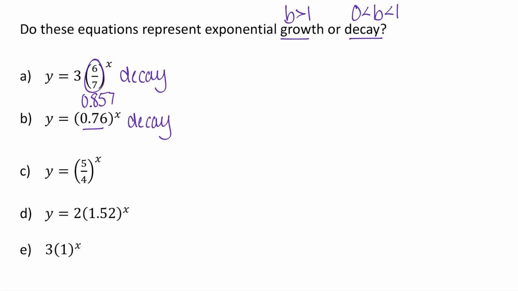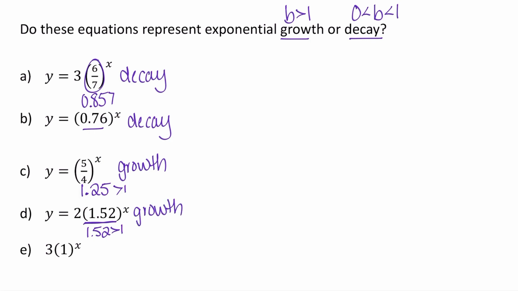In C, we have 5 over 4. If you'd like to convert these to decimals to figure out what the values are, you can go ahead and do that. So you have 1.25. Well, that is greater than 1, so we're going to have exponential growth. Okay, so notice that I'm only looking at the values of b. The values of a don't matter when you're trying to determine exponential growth or decay. So here we have 2 times 1.52 to the x. So that is a value that is bigger than 1. So that is going to be exponential growth.